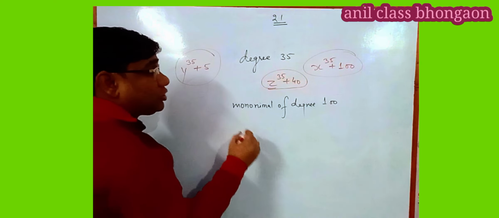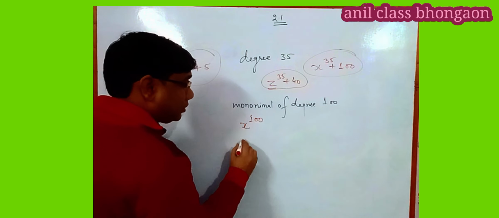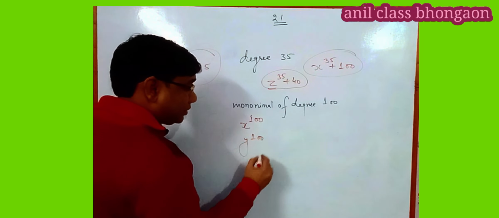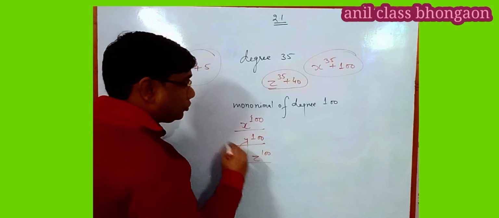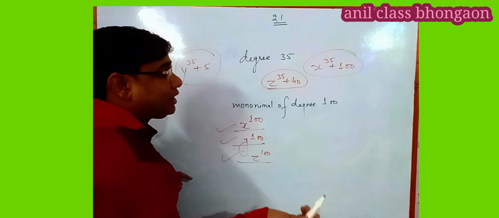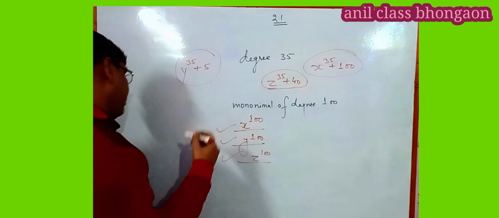A monomial means one power only, a single term. You can write this, and you can also write this. So there are a lot of solutions, but you can write a single individual term: the monomial of degree 100, my friend.